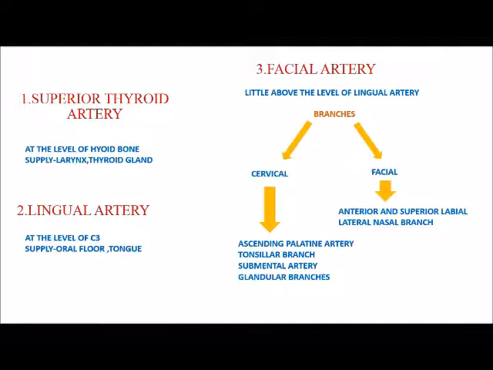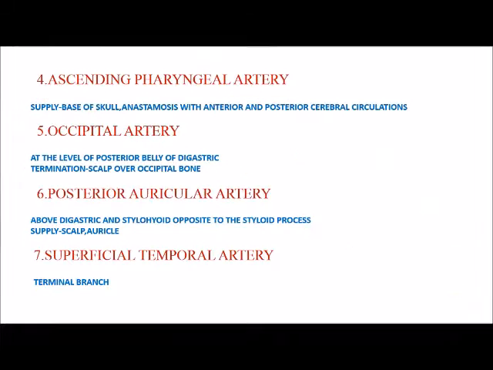Third one, it is the facial artery. It is the artery a little above the level of lingual artery and it divides into 2 branches, cervical and facial. The cervical has got 4 branches. They are ascending palatine artery, tonsillar branch, submental artery, glandular branches. Then the facial branch has got 2 branches, anterior and superior labial, lateral nasal branch. Then fourth one, ascending pharyngeal artery. It supplies base of skull, anastomosis with anterior and posterior cerebral circulation.